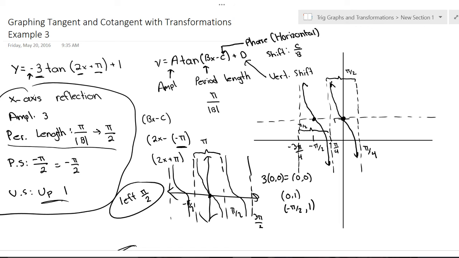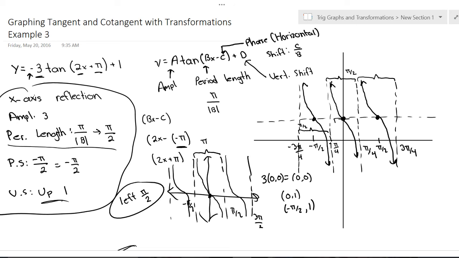As you can see, this is going to start repeating, so we're going to go over pi over 2 again and draw in our asymptote. It's going to be pi over 4 plus pi over 2, which is 3 pi over 4. Again, we're going to have our midpoint, which is going to be at pi over 2, 1, and then it's going to travel down.